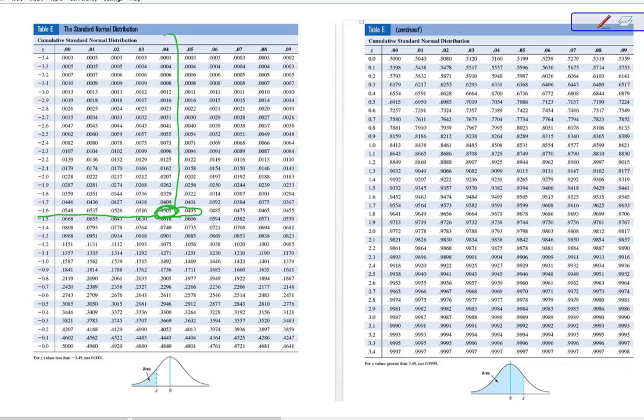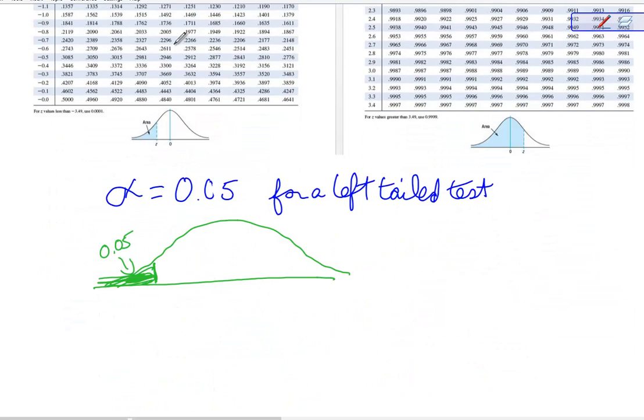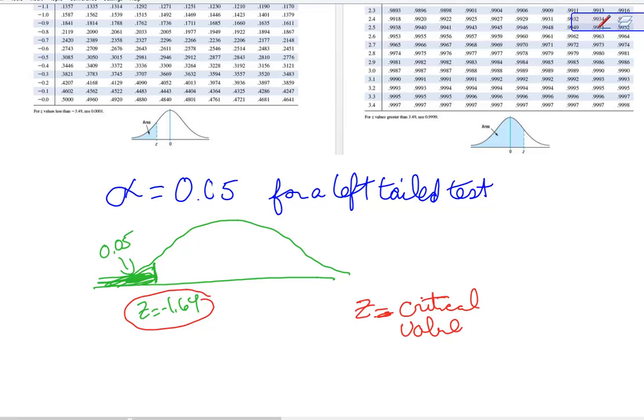So I follow that out. Negative 1.64. So that is my z that corresponds to this. This z right here is what we call our critical value. So the z is the critical value that we look for. Once we have looked up the alpha in the center of our chart, that gives us our critical value.